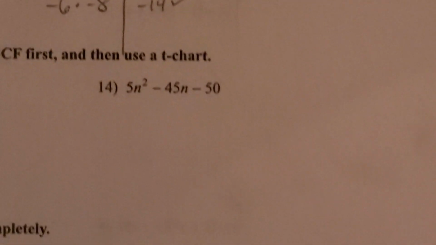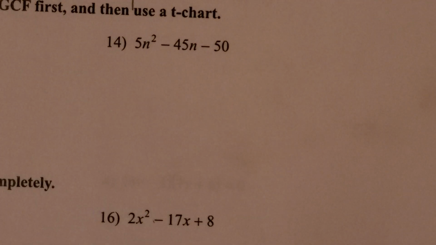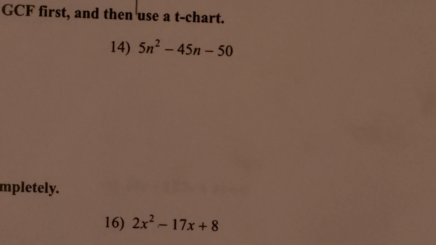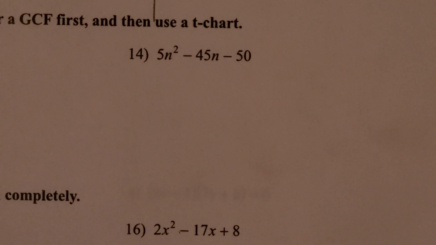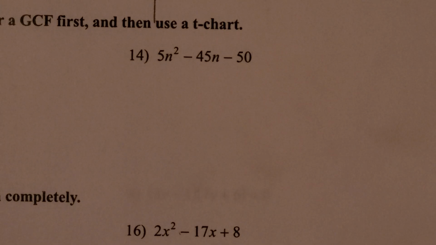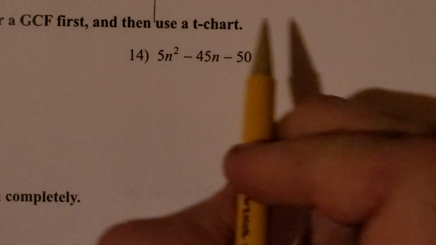Okay. Shifted down to number 14. If you look at the instructions, it says look for a GCF first. Look for a GCF first, then use a T-chart. So, when you take the SAT next year, because remember, you juniors who didn't get to take it this year, you will take it next year in the fall. And the SAT will not tell you if there's a GCF first. You'll just have to remember to look.